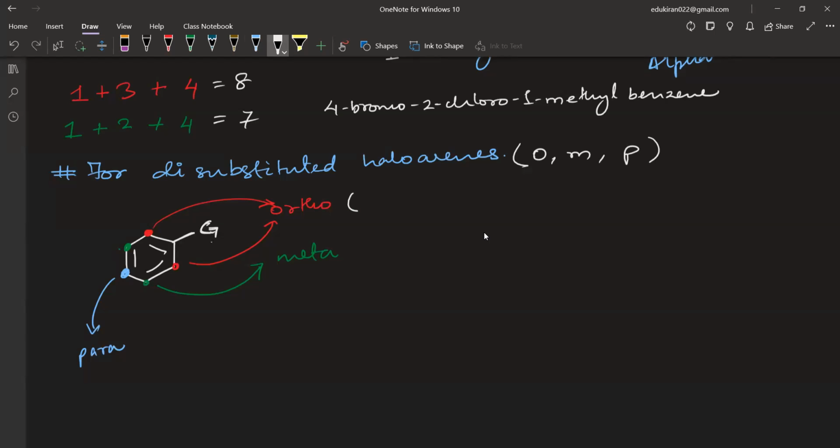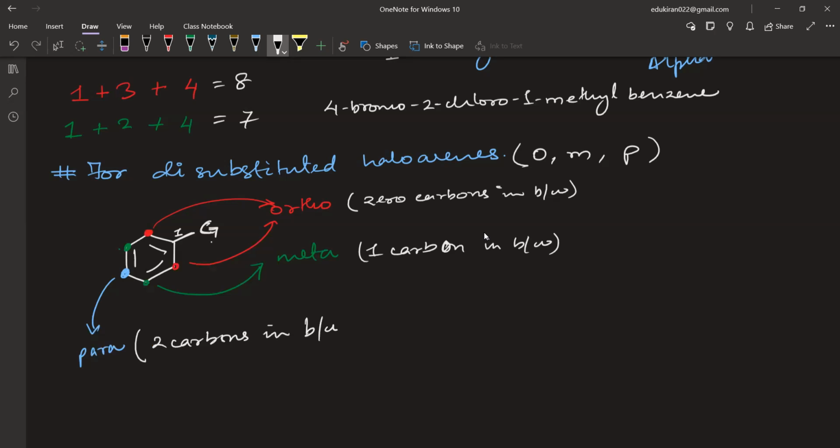Now, the reference group and the ortho position have 0 carbons in between. Meta has 1 carbon in between, and the group that is your reference, right? This is the first position. And the meta has 1 carbon in between. And the para has 2 carbons in between. Is this clear? Yes or no? Please tell me.